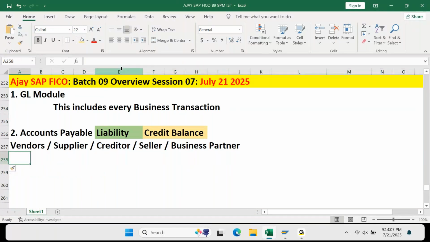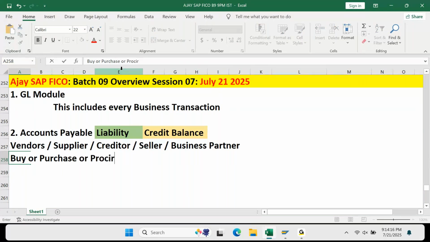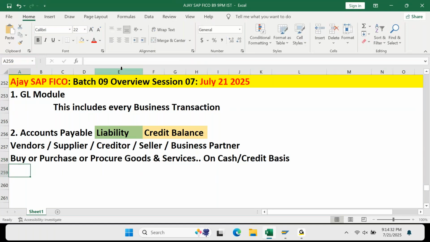Now, what do we typically do with the vendor? We buy goods or services. Buy the material, purchase or procure goods and services, on cash or credit basis. Am I right? Both are possible. Sometimes on cash basis, sometimes on credit basis.